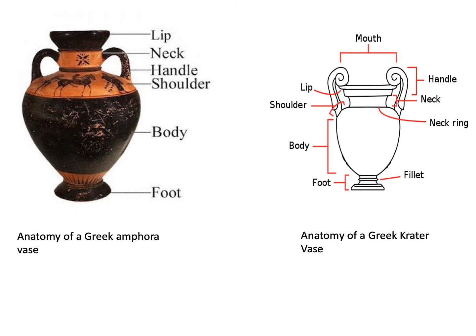Very similar in terms of anatomy for the Greek crater, just the crater's more open at the top, and so we call that the mouth. It still has a lip and a neck and a shoulder and a body and a foot. The fillet, don't worry about the fillet. That's just a term for the decoration on the foot.